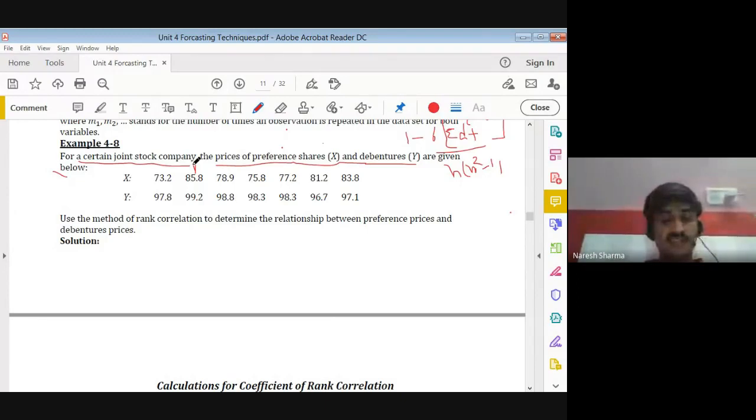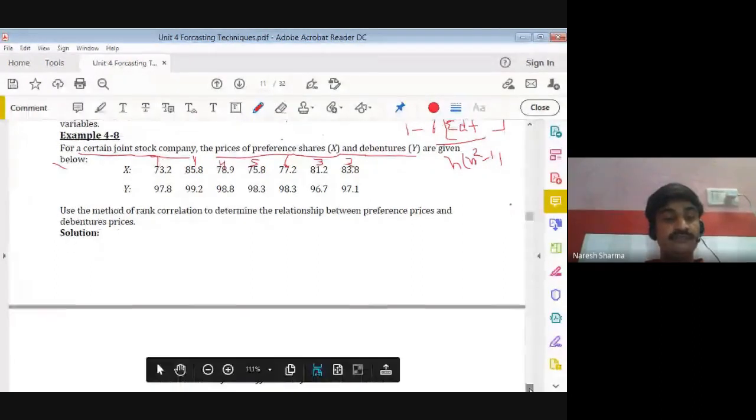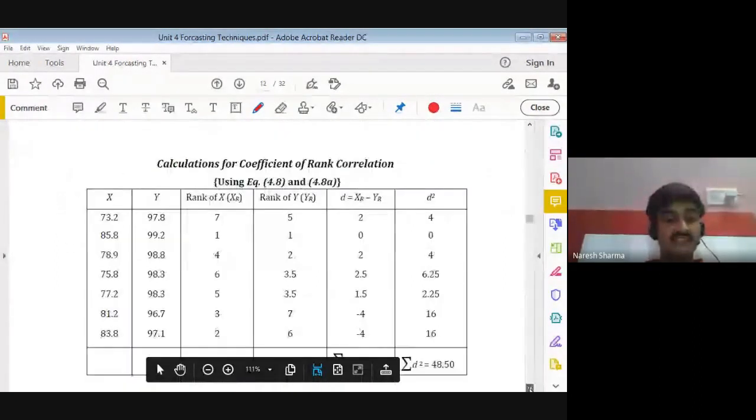Third rank to this, fourth rank to this, fifth rank to this, sixth rank to this, seventh rank to this. Right? So we may write this in table form. So this ranking we have done.